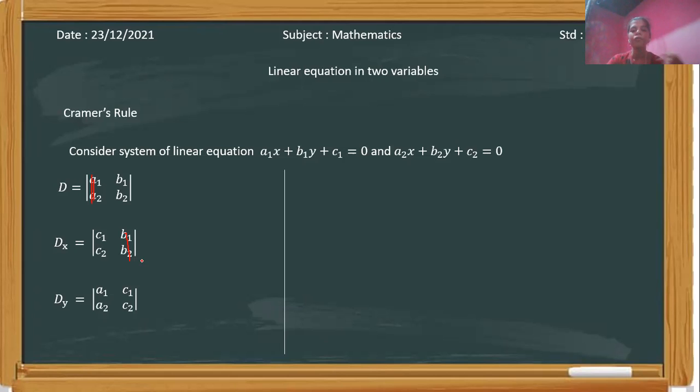After finding the determinants, what are we going to do? We are going to divide Dx by D to get the value of x.